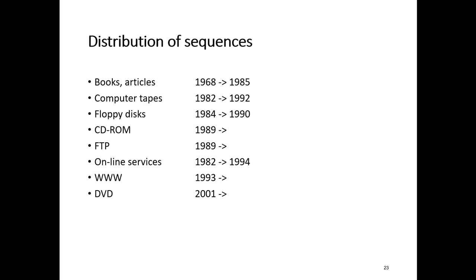Now, when DNA sequencing was started earlier, at that time, the distribution of the sequence was done by books and articles up to 1985. Then, as we started to use computers, computer tapes were used up to 1992. Then floppy disks were used, CD-ROMs were used, FTP, meaning file transfer protocol, was used. It is still being used. Then online services were used. And with the advent of the internet, today widespread use of the internet is there for the distribution of sequence data since 1993. We are all relying on the internet, that is the World Wide Web, for the distribution of the sequences.